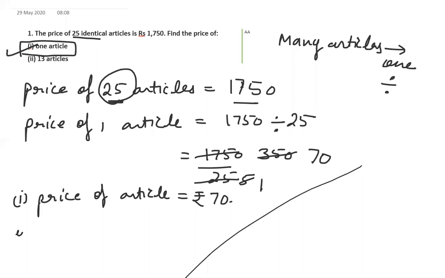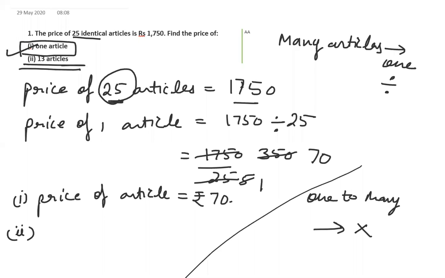Now we are going to do the second part of this question. In this part, we have to find the price of 13 articles. So we know the price of one article, and if we know the price of one article, we can find the price of many articles as well. So when you have to go from one to many, you have to multiply.